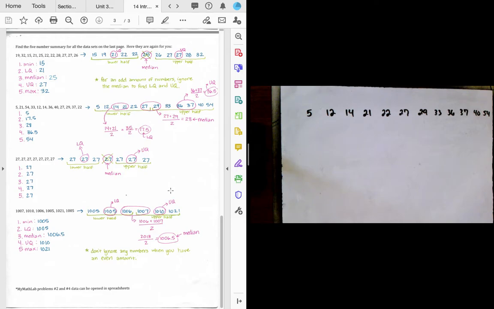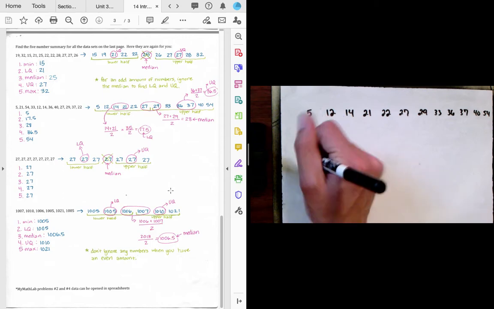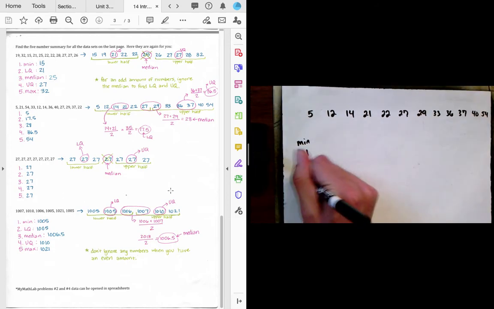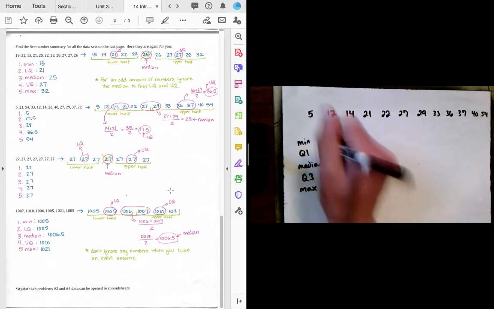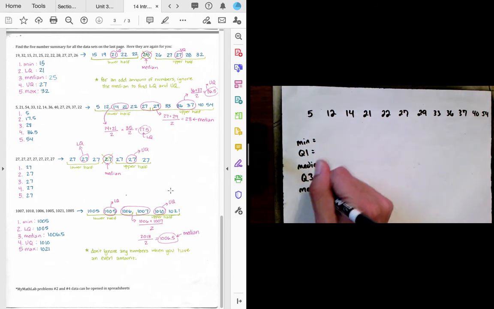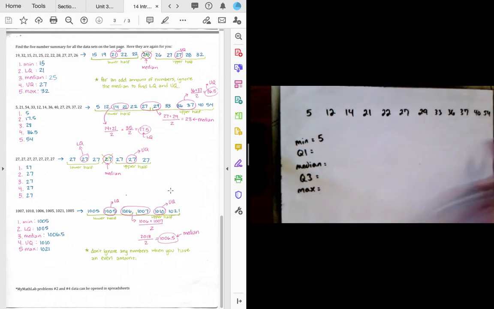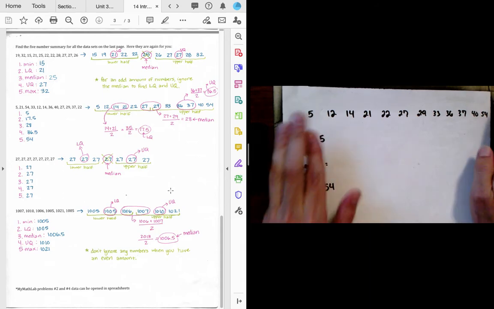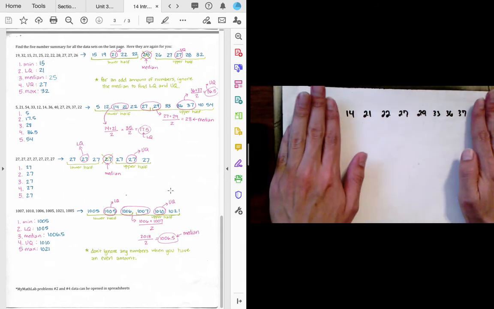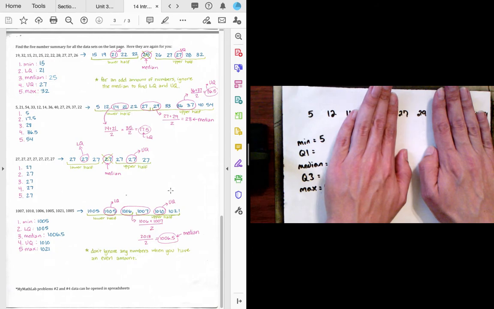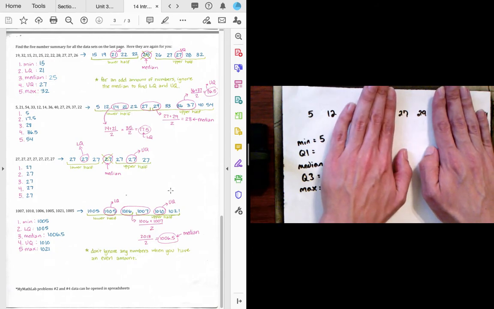Now we want to find the middle observation, we want to find the minimum, we want to find the max. I'm going to write out all of those important numbers that we talked about in the 5-number summary, and we can fill them in as we go. The min and the max, pretty straightforward. Our minimum value is 5, our maximum value is 54. Now we'll use our cover-up method to find the median. We cover up the 5 and the 54, the 12 and the 40, the 14 and the 37, the 21 and the 36, the 22 and the 33, and we notice that we have 2 numbers in the middle, 27 and 29, and we have to take the average of those 2 to find the true median.